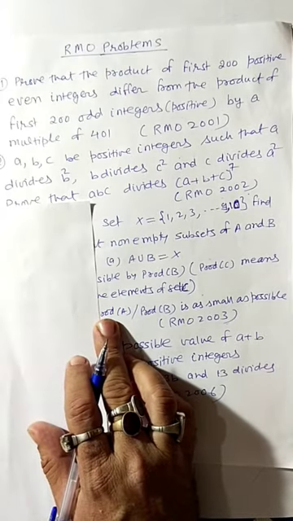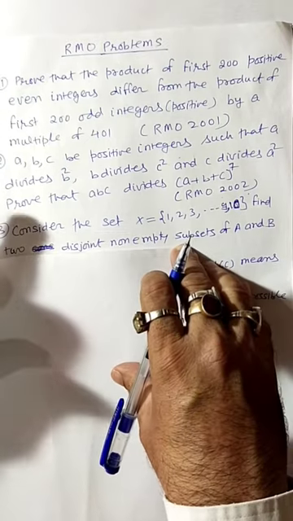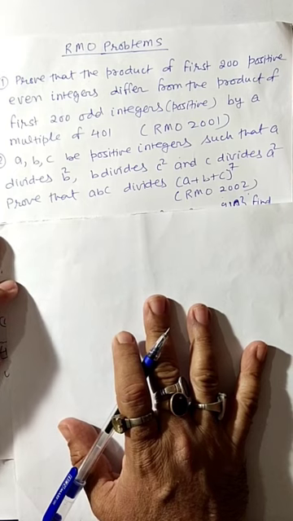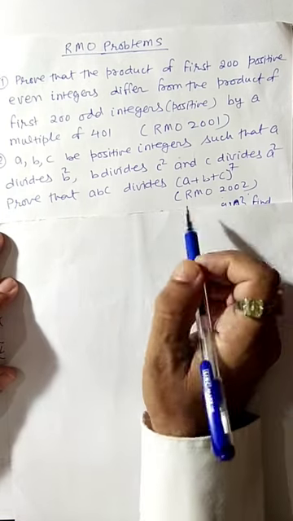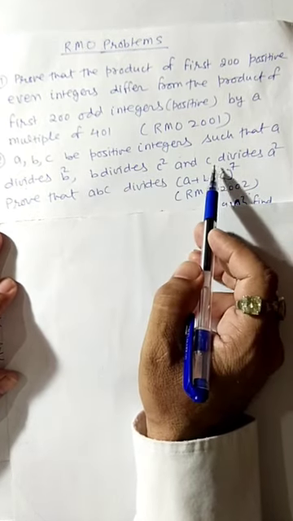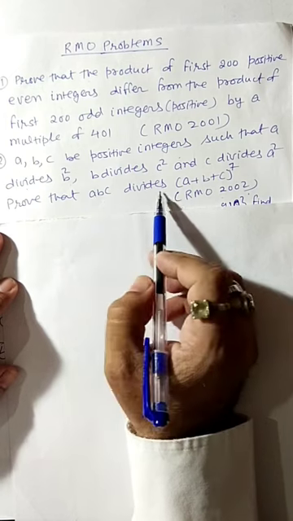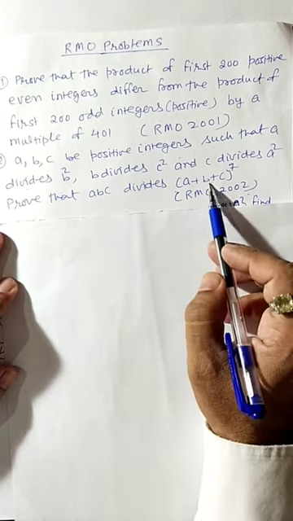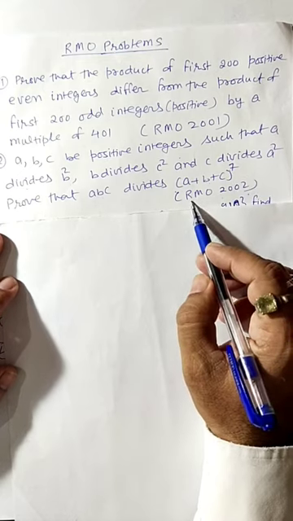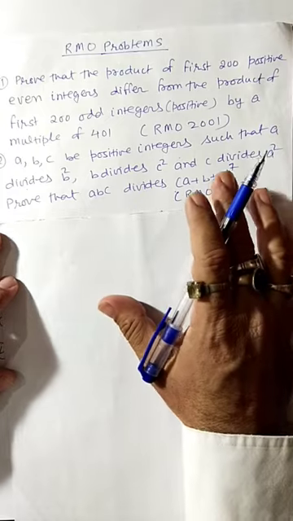The second problem: a, b, c are positive integers such that a divides b square, b divides c square, and c divides a square. Then we have to prove that abc divides (a + b + c) to the power 7. This problem was asked in RMO 2002. How can we solve this problem?